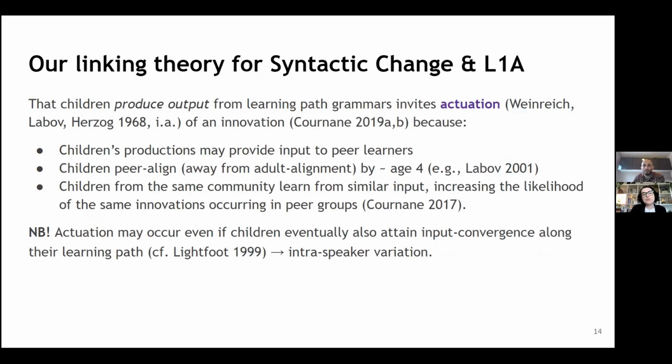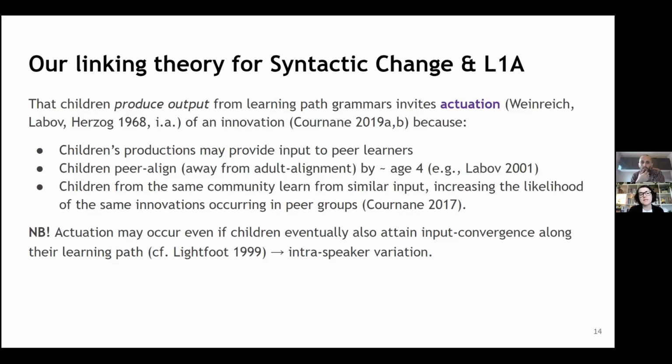So that children produce output from their learning path grammars perhaps might invite actuation of an innovation. So it might invite the spread of that innovation and the catching on of that innovation in the speech community. Why might that be? Well, children's productions may provide input to their peer learners. And this is especially promising when children are a little bit older than age 4 or around age 4, because that's when children peer align. So we see what Labov has called vernacular reorganization, which is really they start to care about talking like their peers and not like adult speakers around them.